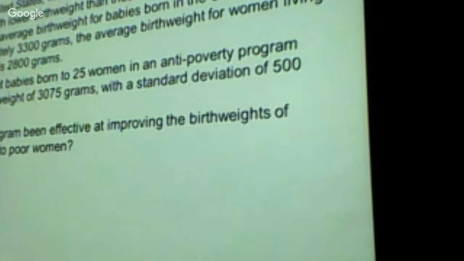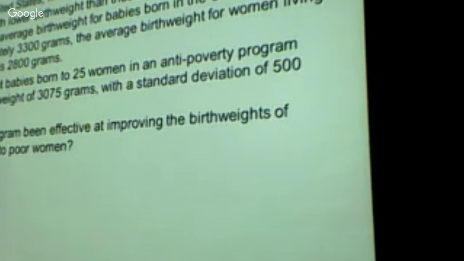In the United States, mothers who live in poverty generally have babies with lower birth weight than those who do not live in poverty. The average birth weight for babies is this number, 3,300 grams, and the average birth weight for women living in poverty is 2,800 grams. Okay? Impoverished group, non-impoverished group. We find that babies born to 25 women in a certain program weigh this amount, and that's the standard deviation. Has this program been effective at improving the birth weights of babies born to poor women?